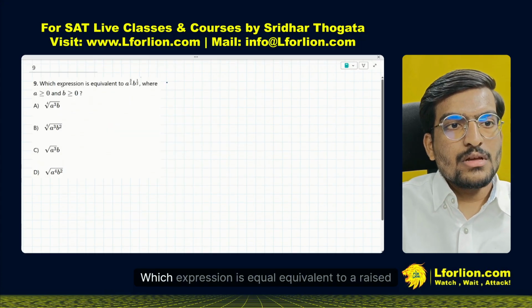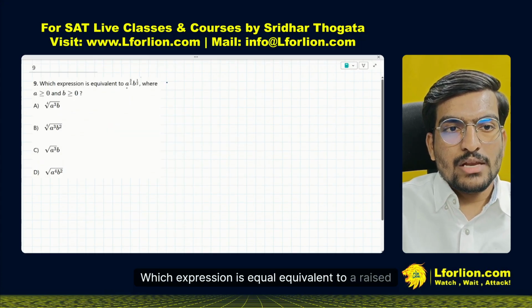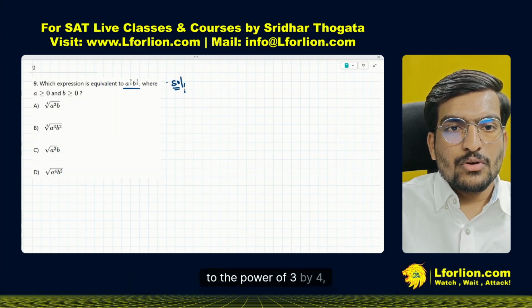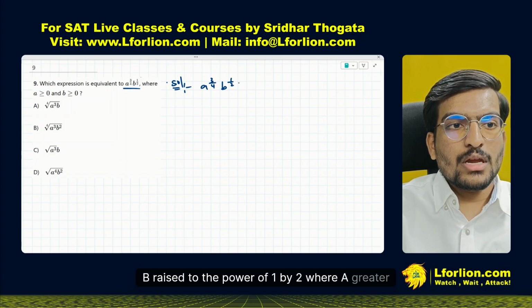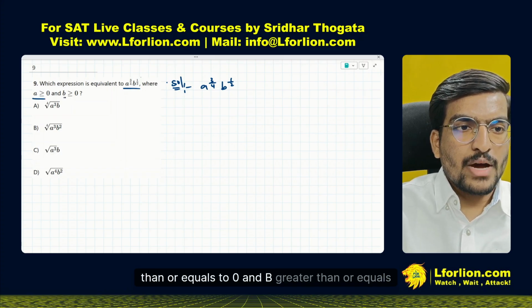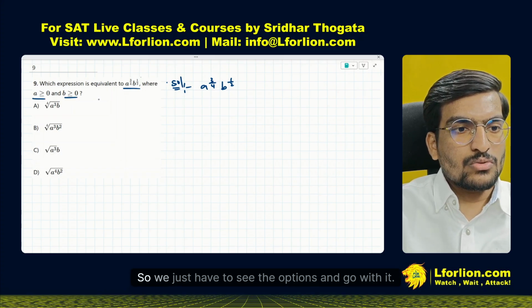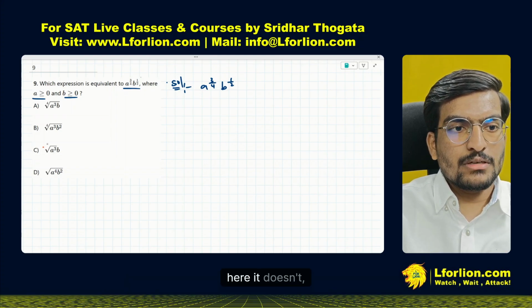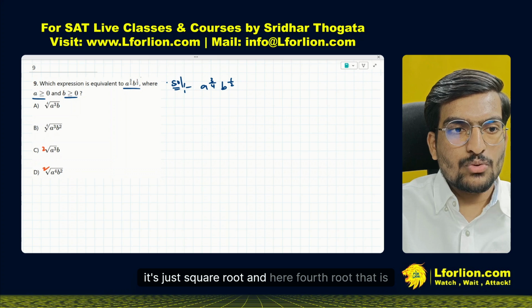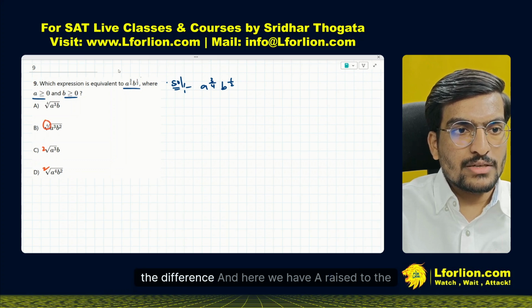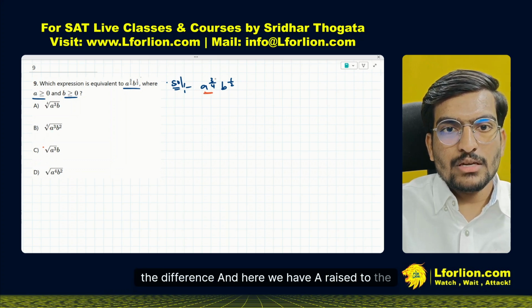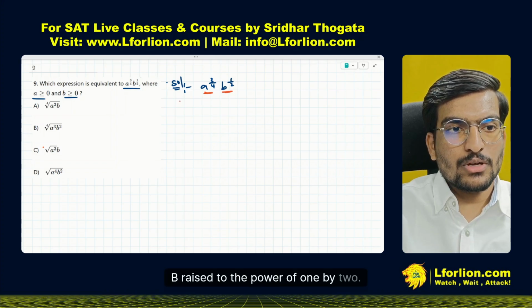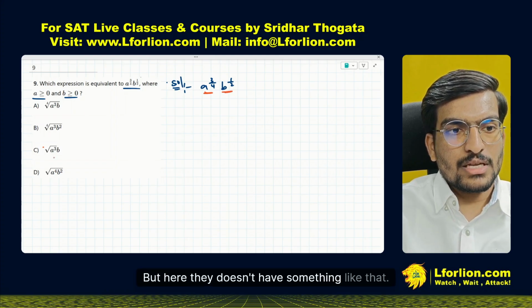Question 9. Which expression is equivalent to a raised to the power of 3 by 4, b raised to the power of 1 by 2, where a is greater than or equal to 0 and b is greater than or equal to 0? So we just have to see the options and go with it. Here it's just square root, and here fourth root, that is the difference. And here we have a raised to the power of 3 by 4, b raised to the power of 1 by 2, but here they don't have something like that.